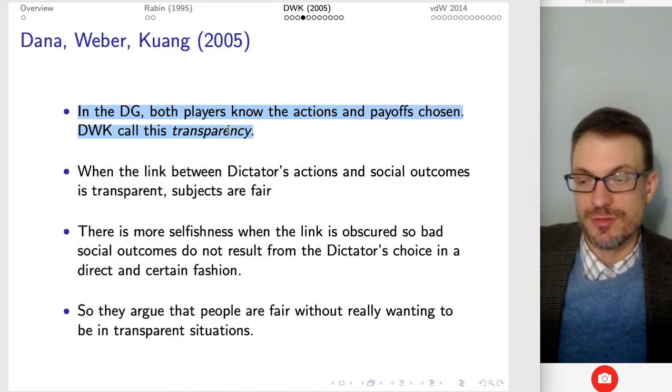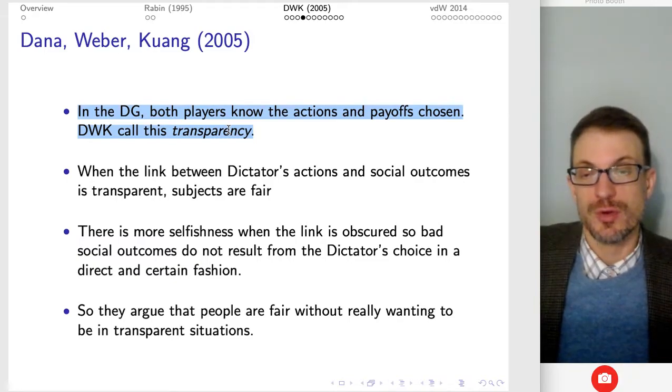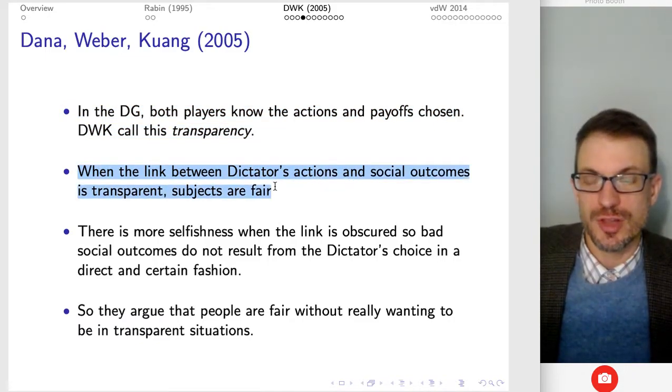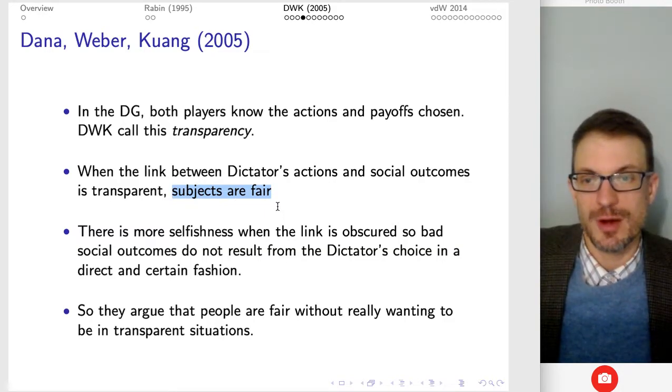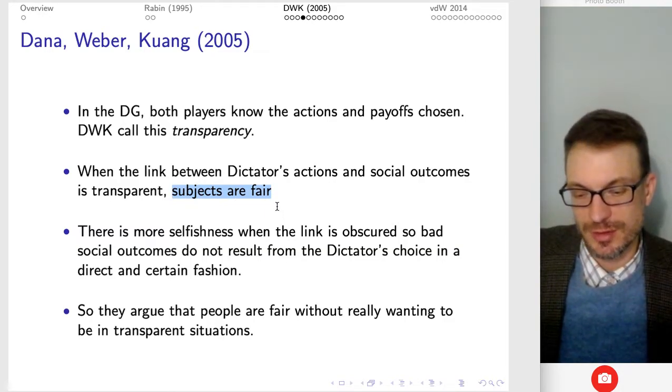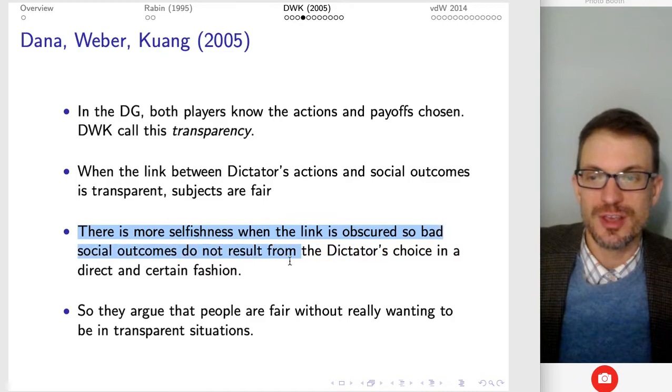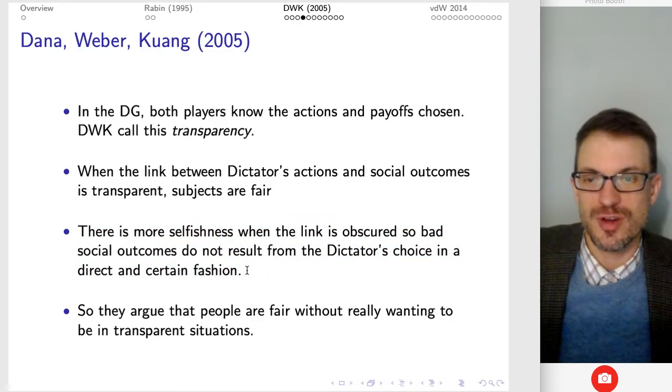If you're the dictator, you can give 0, you can give 10. Whatever you don't give, you walk away with on your own. And everybody knows this, and so that's transparency. When the link between the dictator's actions and social outcomes is transparent, then the subjects are fair, at least in this experiment. By fair, we mean giving something, not just keeping all $10 for themselves. In fact, there's more selfishness when the link is obscured, so bad social outcomes do not result from the dictator's choice in a certain and direct fashion.